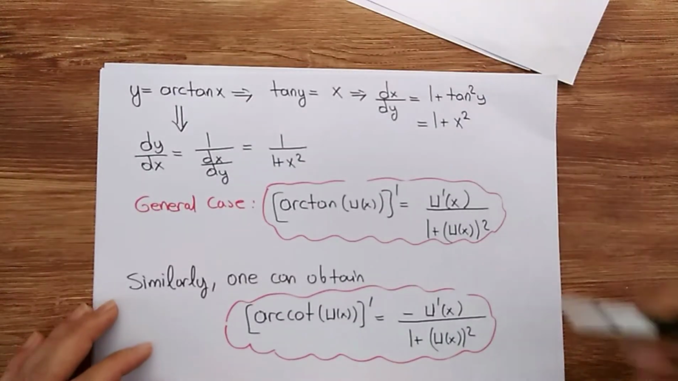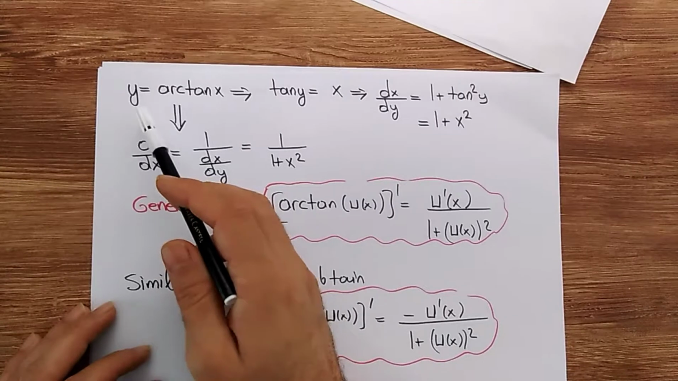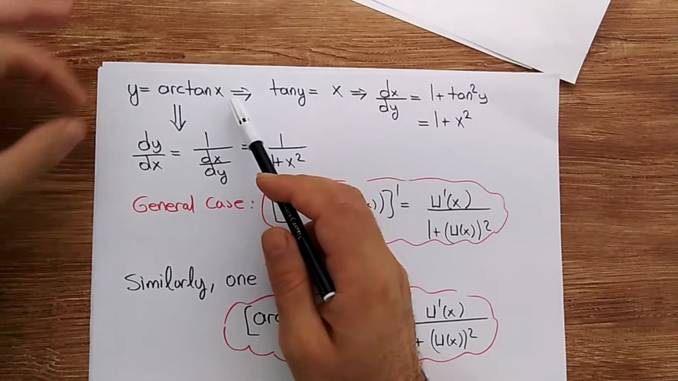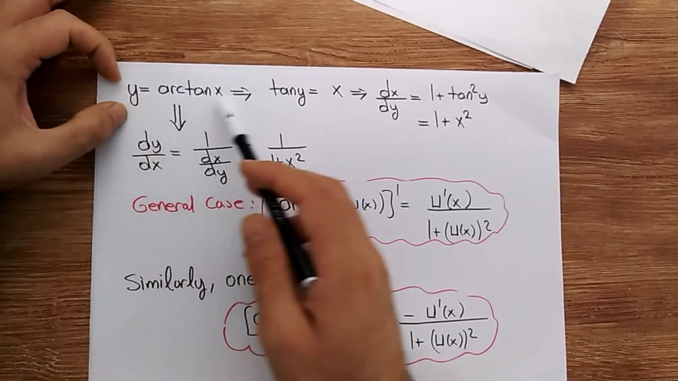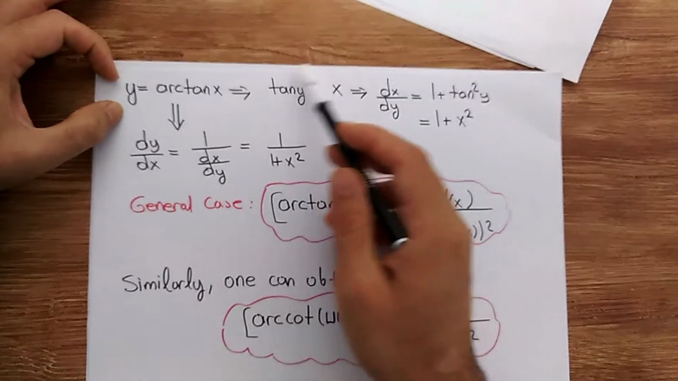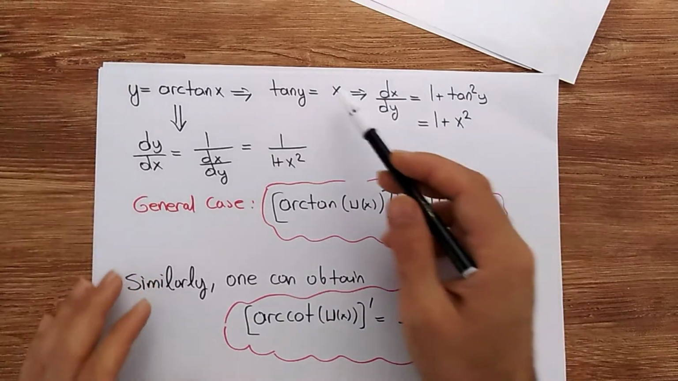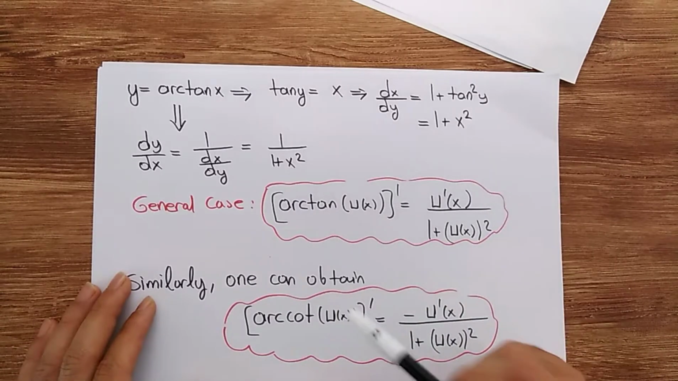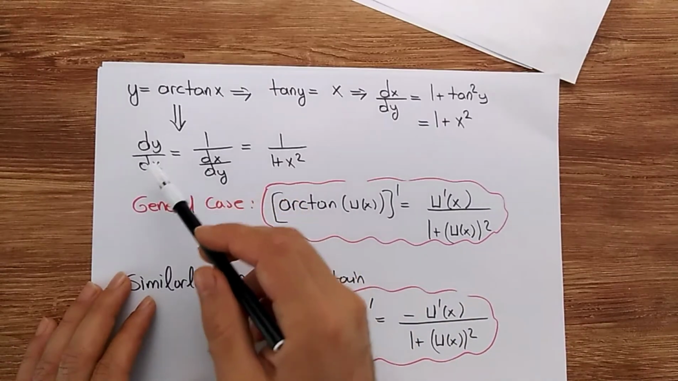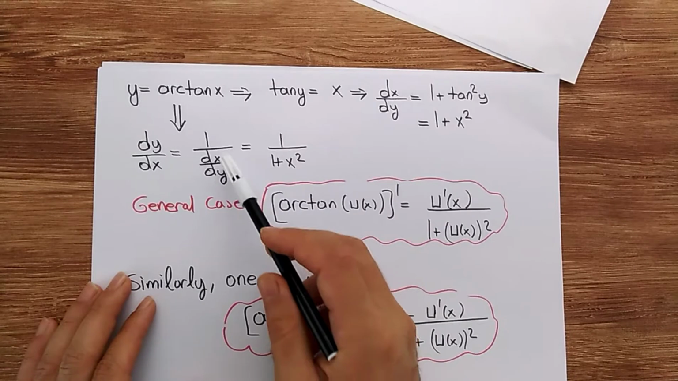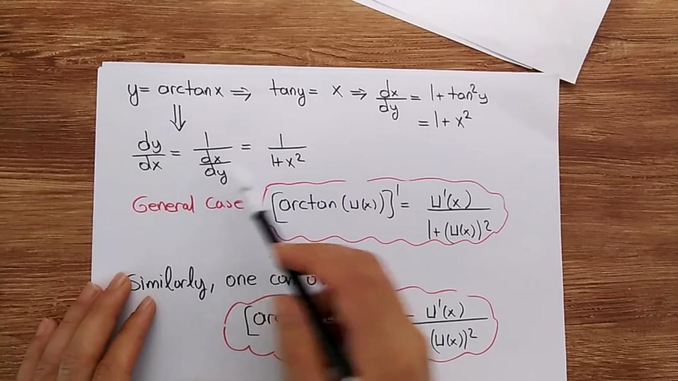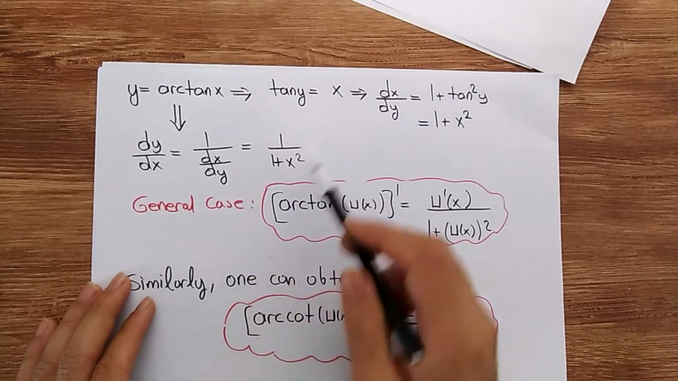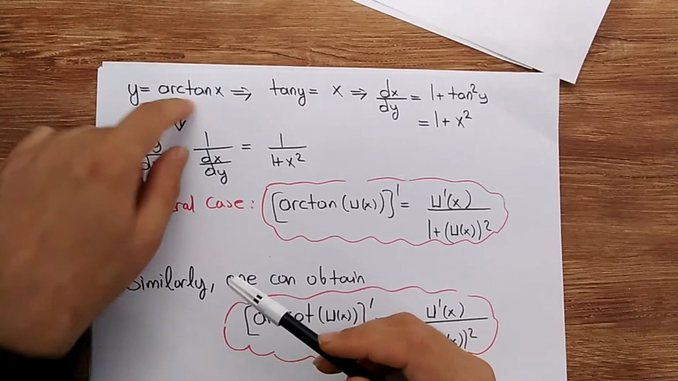Now we consider inverse trigonometric function y equals the arc tangent x. When you apply trigonometric function tangent to both sides of this equality, we shall get this equality. Again, we differentiate x with respect to y, we get this expression, 1 plus x squared. dy over dx can be written in terms of dx over dy in this form. And when you substitute this expression into this expression, we shall get derivative of arc tangent x.